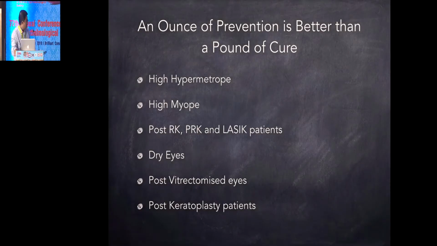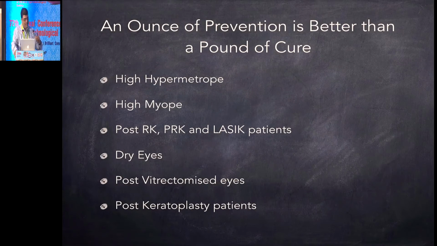So we all know that an ounce of prevention is always better than a pound of cure. In our cataract patient, we always have to be careful about which set of patients may land up in post-operative refractive surprise. These are patients who are high hypermetrope, high myope, patients who have undergone post-RK, PRK and LASIK, patients who have dry eyes, post-vitrectomized eyes, and post-keratoplasty patients.